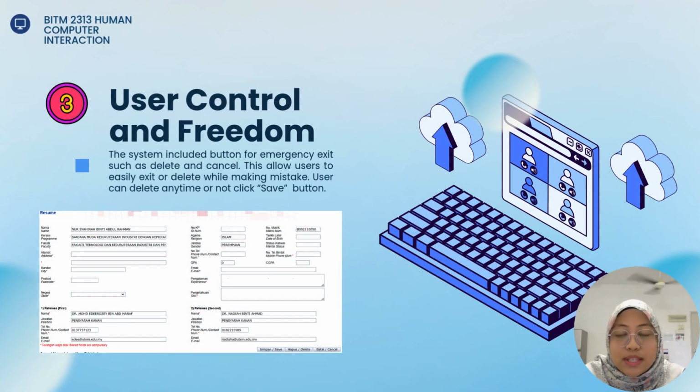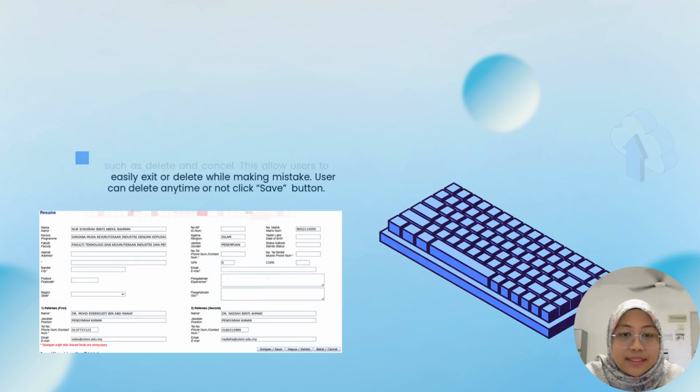Number three is user control and freedom. The system includes buttons for emergency exit such as delete and cancel. This allows users to easily exit or delete when making a mistake. Users can delete anytime or not click the save button.